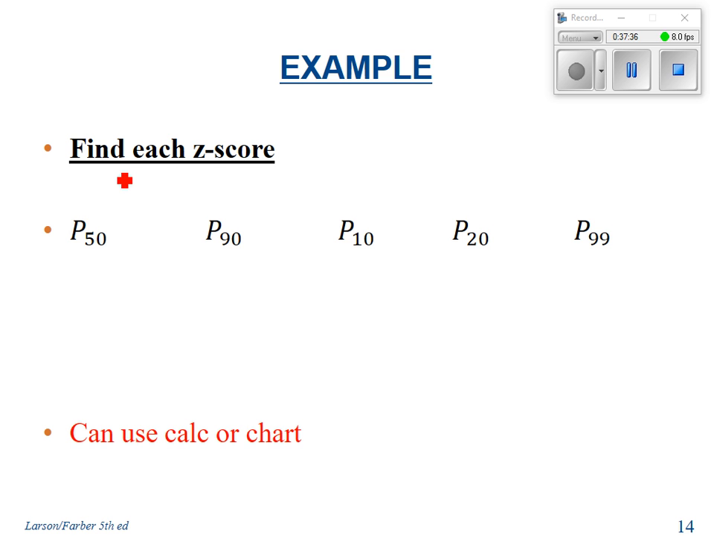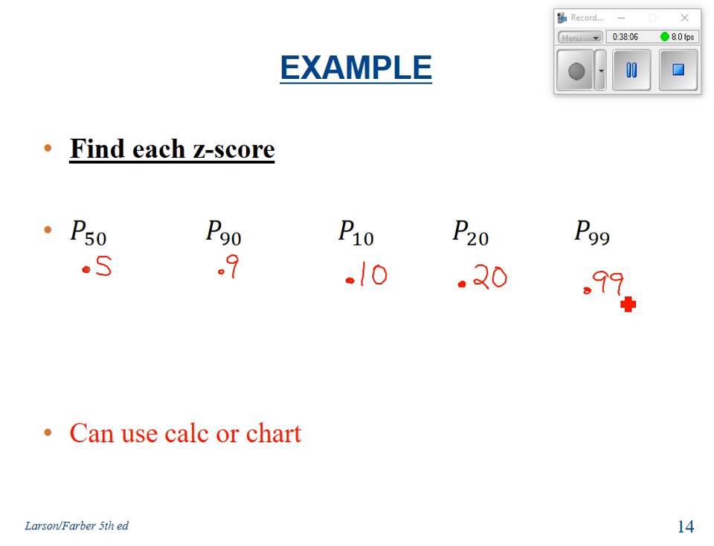So find each z-score. If we're doing this one, what's P50? What's that telling us? 50%. So it's 0.5. We punch that into the calculator. What's this one? Is it 90? So 0.90 or 0.9? 10th percentile. 0.20. 0.99.